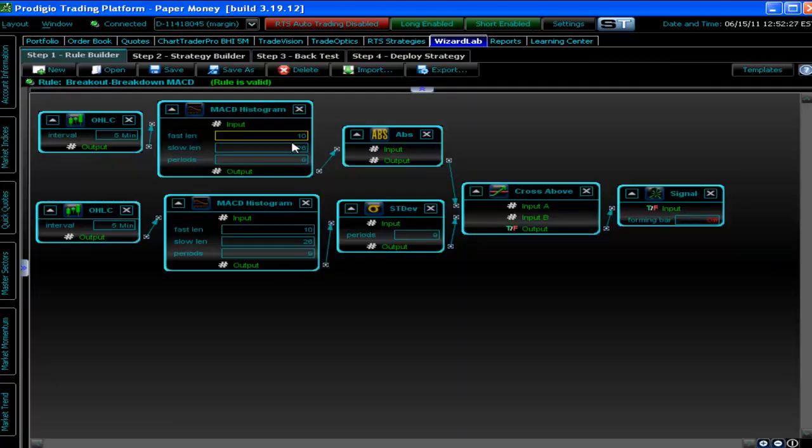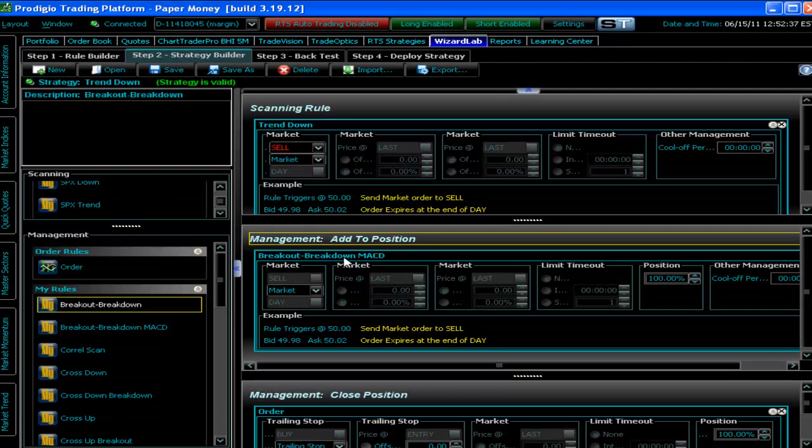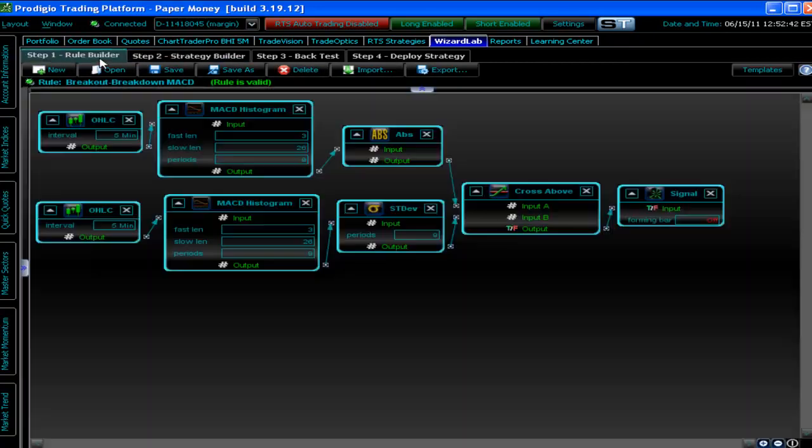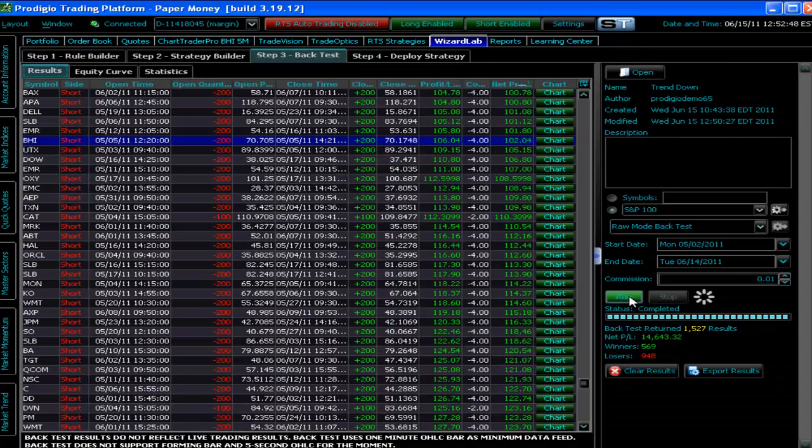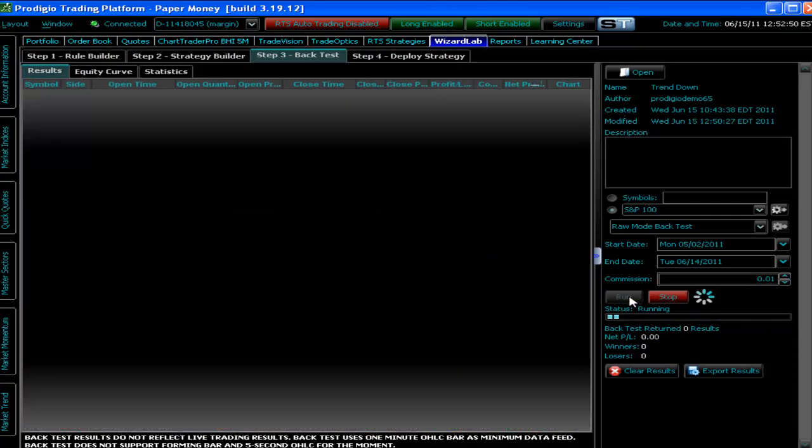So I'll go back into the rule builder. I'll change this fast length to 3. And all I have to do is save the rule here. I don't have to change the strategy because I've already got the breakout, breakdown, MACD as part of the strategy. I only need to change the rule. Make sure you hit save. If you don't hit save, it's going to run the old rule. Run that. May do better, may do worse. I don't know. Let's find out.